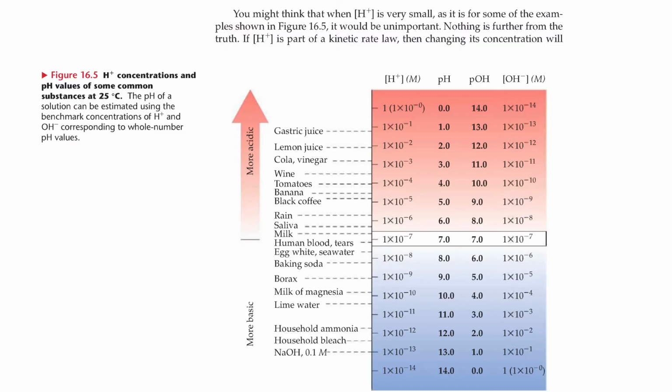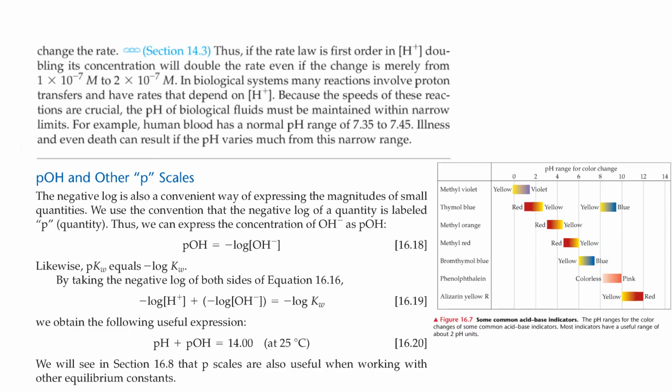You might think that when the concentration of proton is very small, as it is for some examples in Figure 16.5, it would be unimportant. Nothing is further from the truth. If the concentration of proton is part of a kinetic rate law, then changing its concentration will change the rate. Thus, if the rate law is first order in the concentration of hydrogen ion, doubling its concentration will double the rate, even if the change is merely from 1 times 10 to the negative 7 to 2 times 10 to the negative 7.